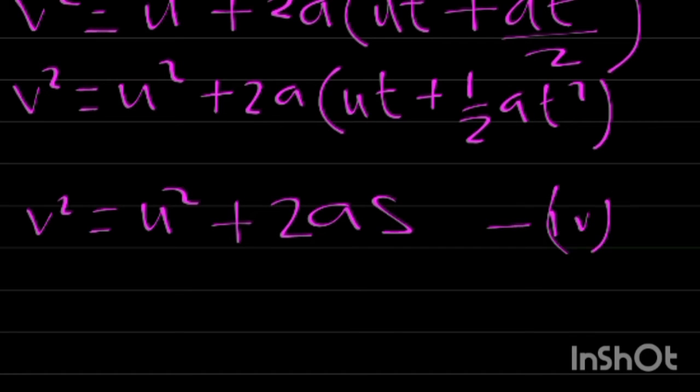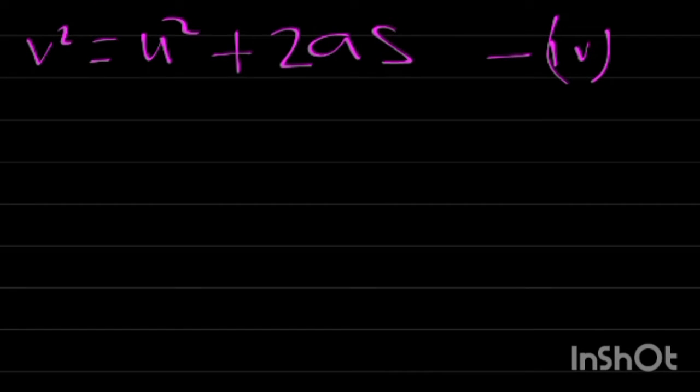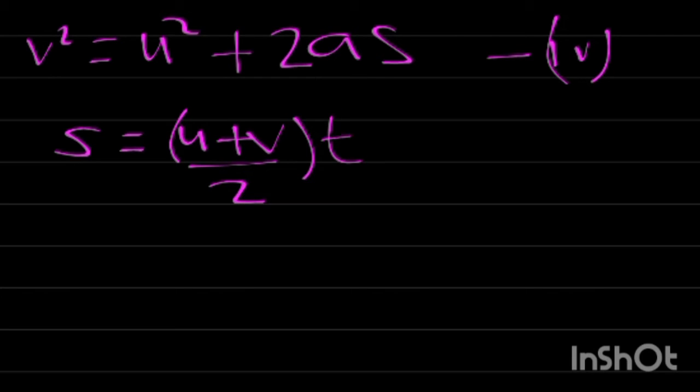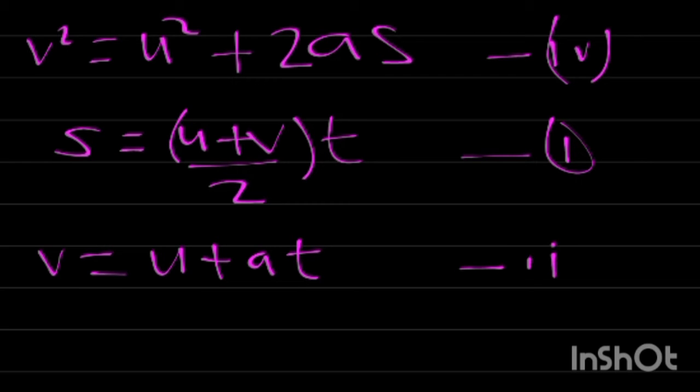This becomes our equation 4. Now let's write all these equations we've derived out. We have S is equal to U plus V over 2, then T, equation 1. The second one is V is equal to U plus AT, equation 2.